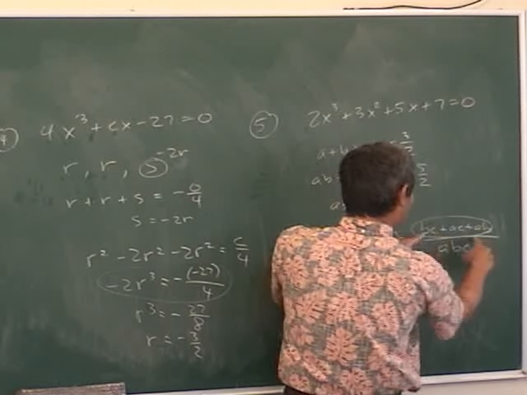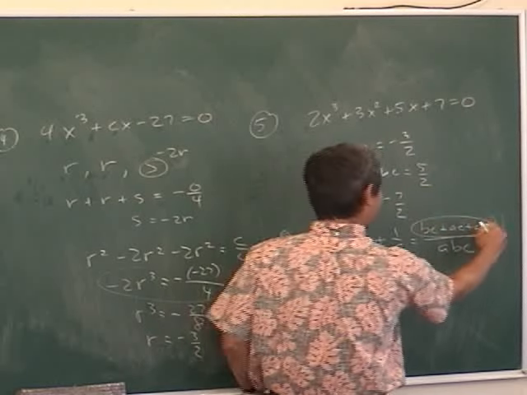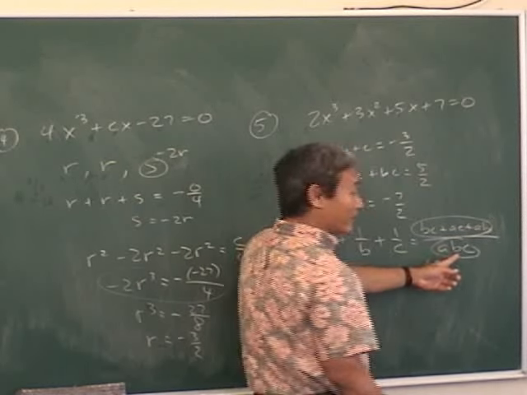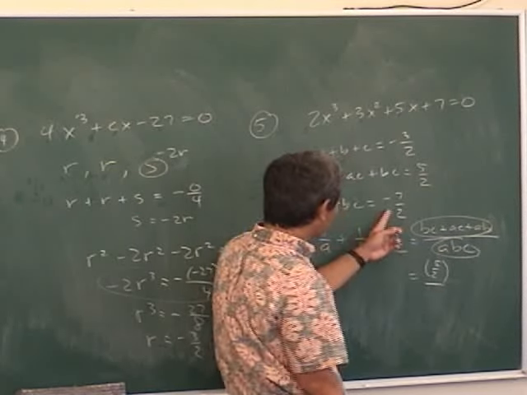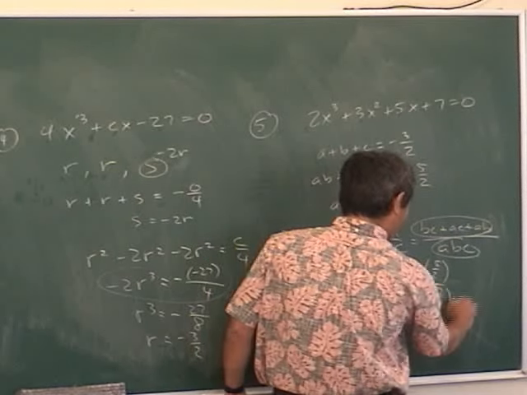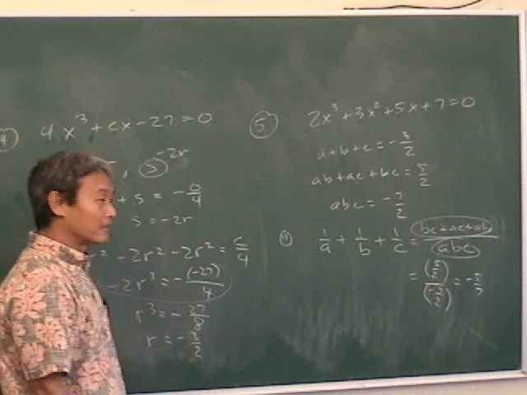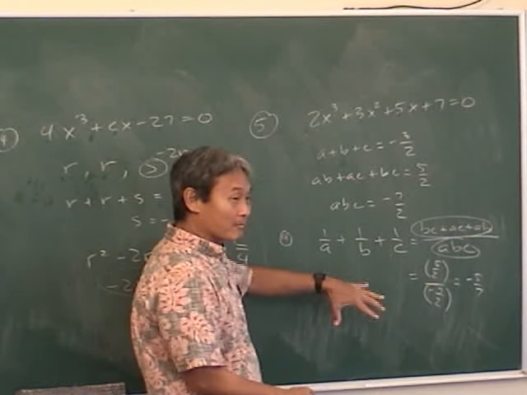That's 5 halves. And then look at the denominator. That's -7 halves. Multiply top and bottom by 2. -5/7 is your answer. Do you see how you use this to solve the problem?